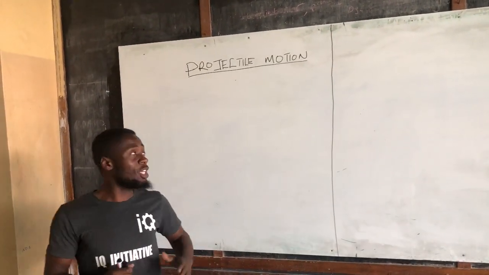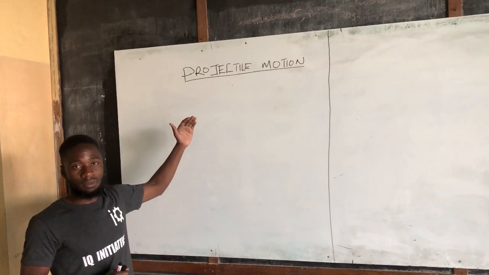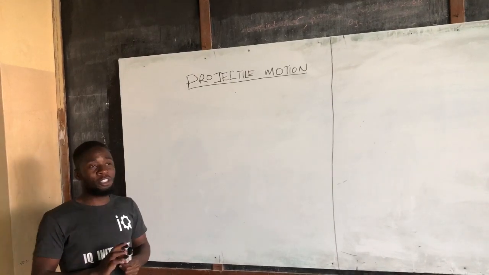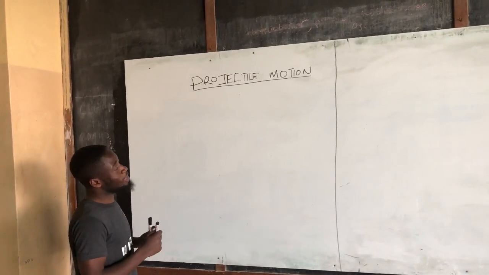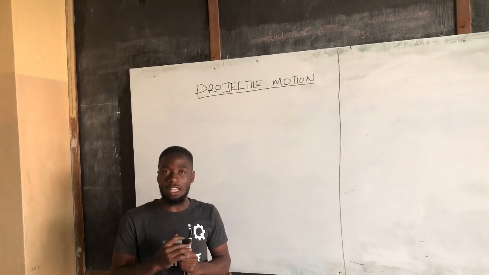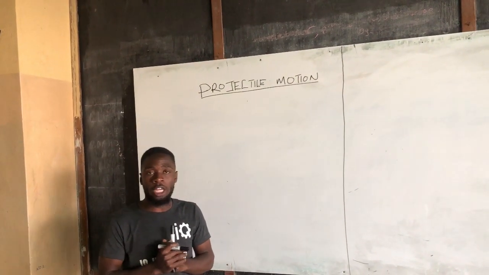So today we'll be doing projectile motion. So the first question is, what is a projectile? A projectile is just a particle given initial speed and moves entirely under the influence of its mass only, or its weight only.